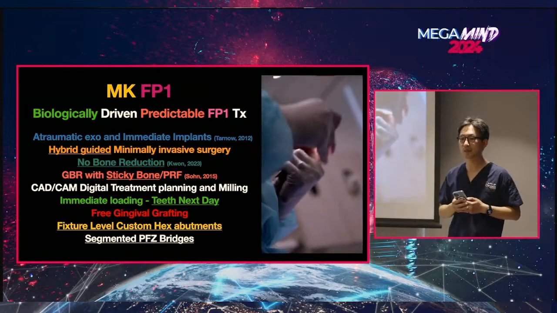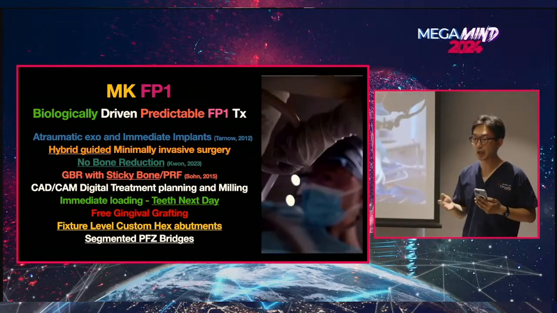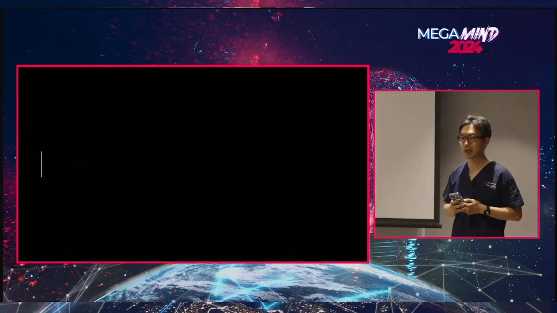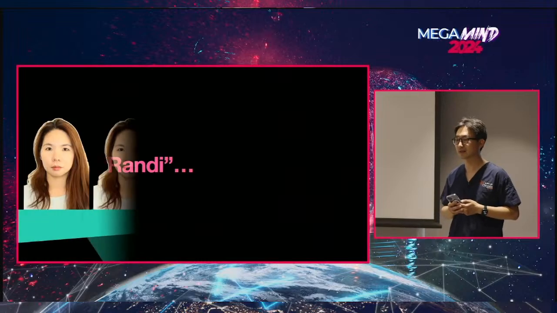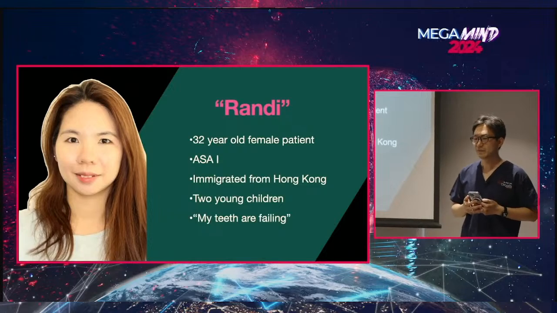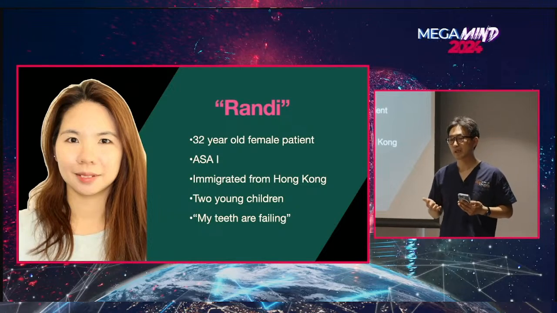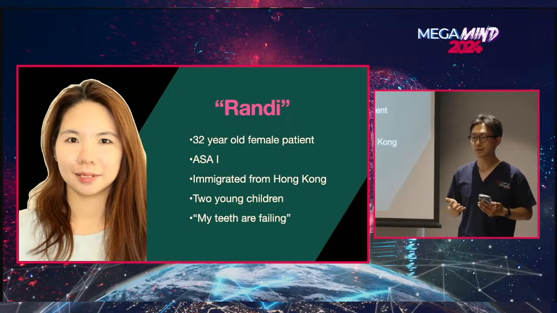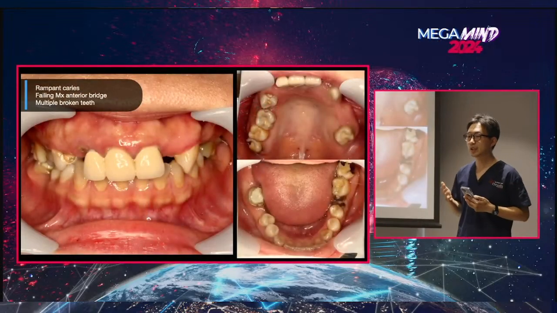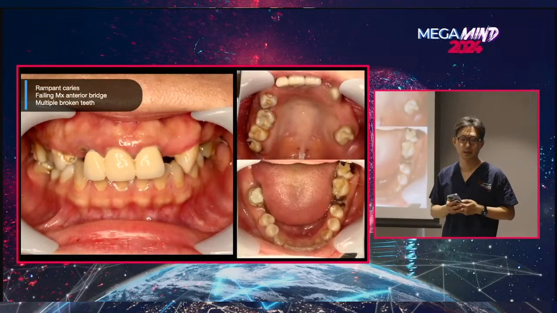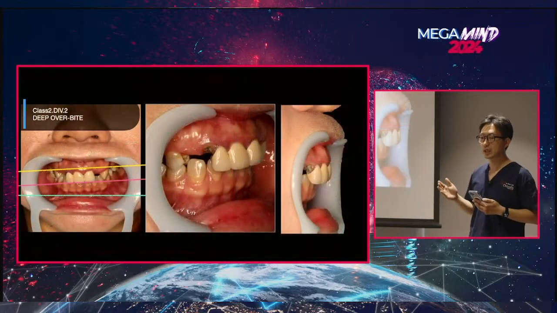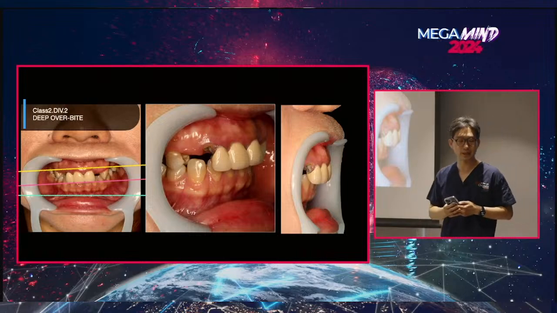Tonight, I'll showcase what MKFP1 is about by showing a case of young female patient with gummy smile. Meet Randy. Randy is a healthy 32-year-old patient whose chief concern is her failing teeth. She immigrated to Canada from Hong Kong, and with 2 children in a new country, in a busy life, she did not look after her teeth well. And her teeth were breaking constantly, and she lost hope in her teeth, and she lost confidence in her smile.